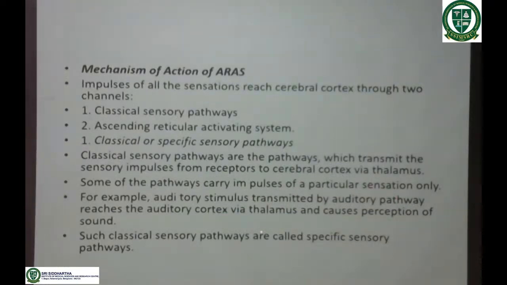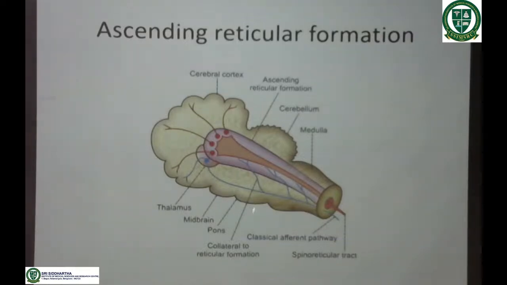For example, an auditory stimulus is carried by the auditory pathway, reaches the auditory cortex via the thalamus and causes a perception of the sound. Such classical sensory pathways are called specific sensory pathways. This is a diagram showing the ascending reticular formation. This blue one is a classical afferent pathway.